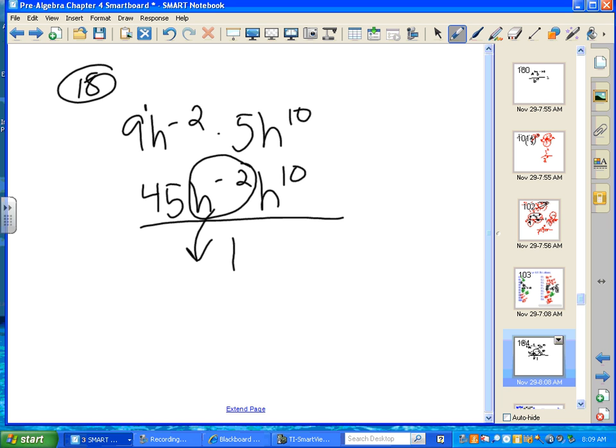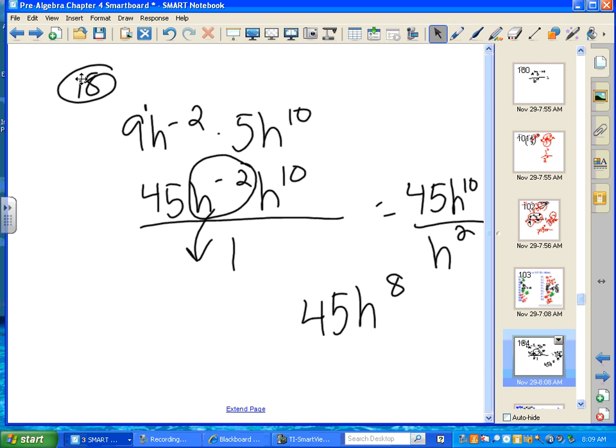That doesn't matter. You can either multiply first or second. I didn't give you an order of when to multiply or when to simplify. That's up to you. I always multiply first and then move the negative exponents. And you get 45 h to the 10th over h to the second. And then all you're doing is subtracting exponents. 10 minus 2 is 8, which goes on top. When you subtract, it always goes on top.